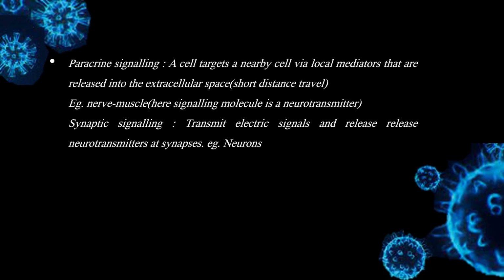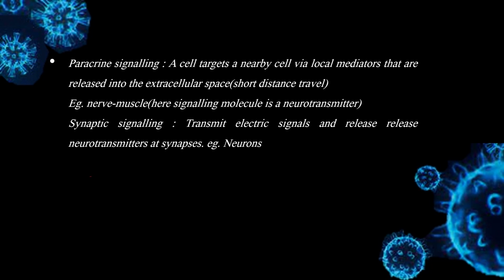The second one is paracrine signaling. In this type of signaling, a cell targets a nearby cell via local mediators that are released into the extracellular space. So this will be a short distance travel. For example, the nerve muscle signaling.